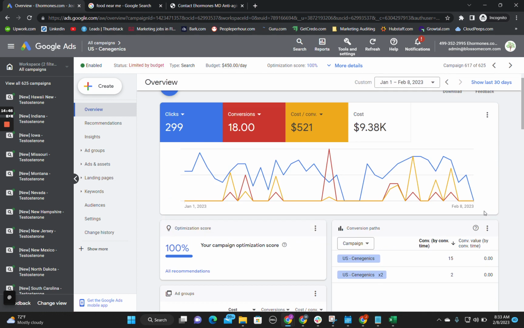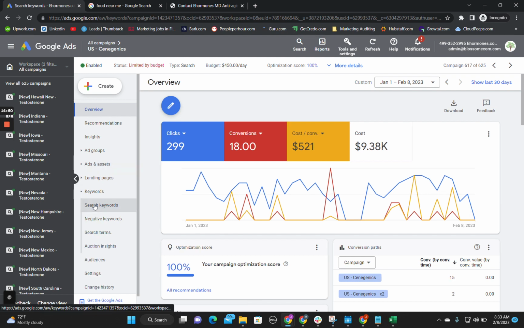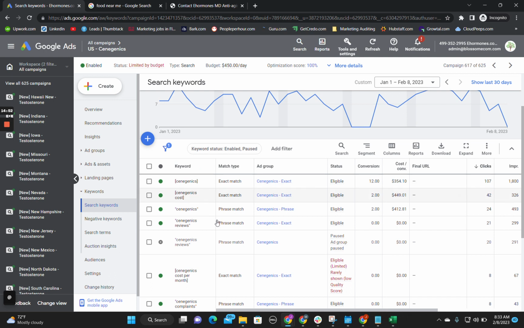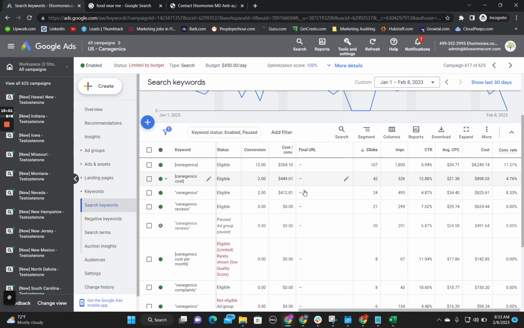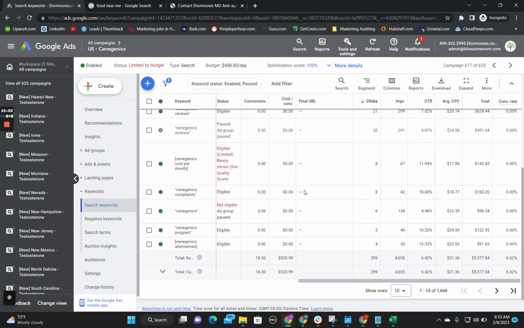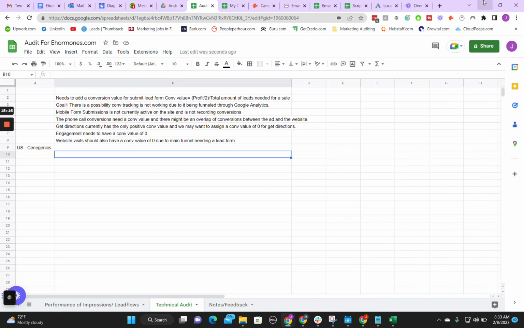Okay, so first thing I like to usually do is look at the keywords. Okay, these are all an exact match. Syngenics cost. This is where they've gotten all the conversions, on that exact match keyword. Let's see if they've gotten any other conversions here. Oh, here's a big thing. Look, under search keywords, they have 1,666 keywords. Way too many keywords. You never have more than 20 keywords in a campaign. So we're going to definitely make a note of that.